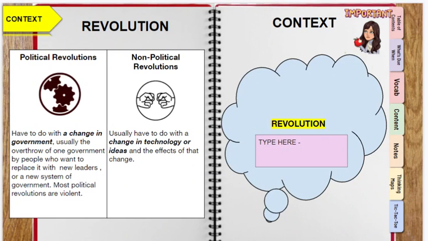Political revolutions are those that have to do with changing of the government, usually an overthrow of one government to replace it with another. Most political revolutions are violent. Non-political revolutions have to do with change in technology or change in ideas and the effects of that change. One example that we can give is the scientific revolution, which is a non-political revolution. It changes ideas, the way people act and think and view the world, but it's not inherently violent and doesn't lead to any major government changes.